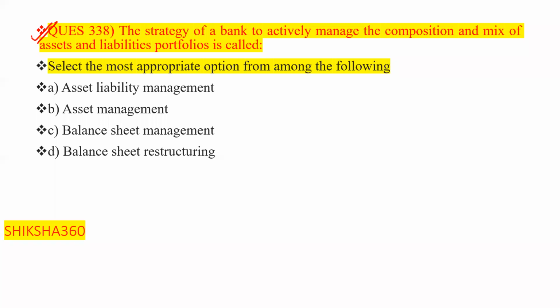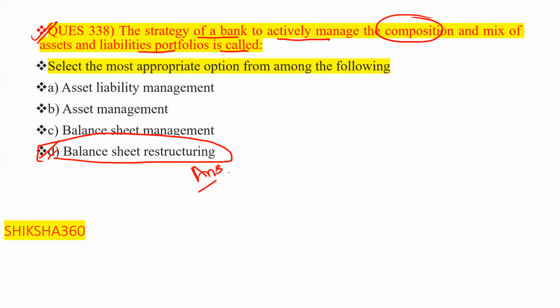So what is the correct answer? Actively managing the composition and mix of assets and liabilities portfolios is to be considered as balance sheet restructuring. Please go through these points very carefully. So option D is the answer, that is balance sheet restructuring.